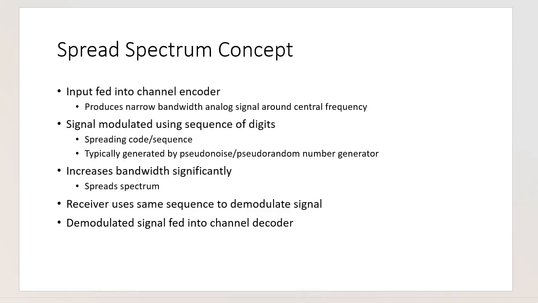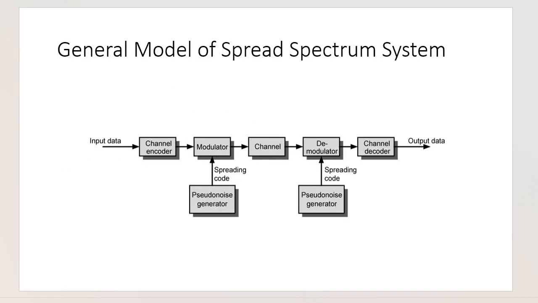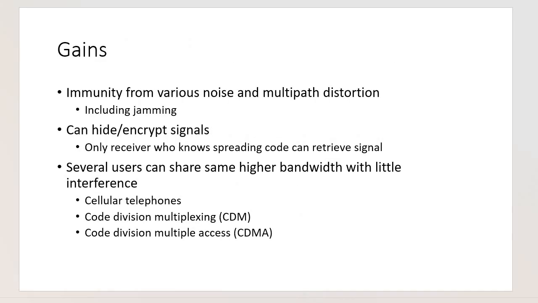The input data is first encoded and modulated to produce a narrowband signal. A spreading code generated using a pseudo-random generator spreads the signal over a wide bandwidth. At the receiver, the same code is used to despread and decode the signal. Here is the general model for the spread spectrum system. This diagram includes channel encoder, modulator, spreading code generator, channel, despreading and decoding at the receiver, and illustrates how spreading and despreading occurs.